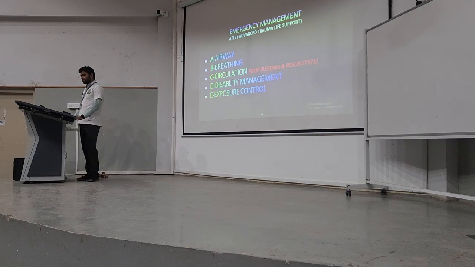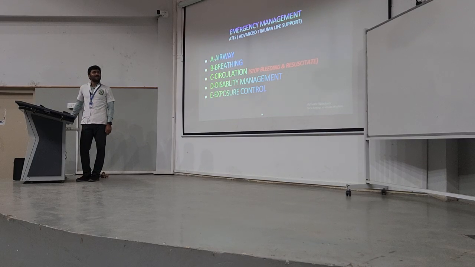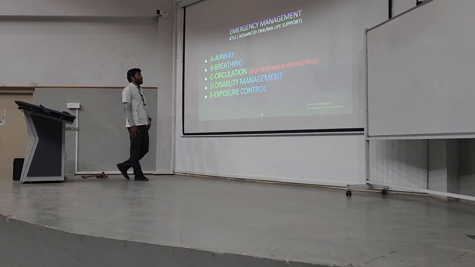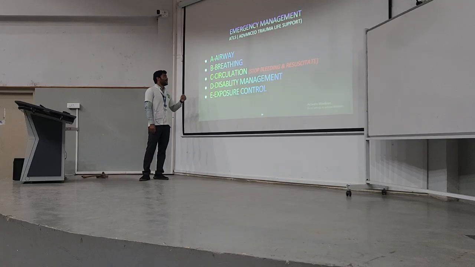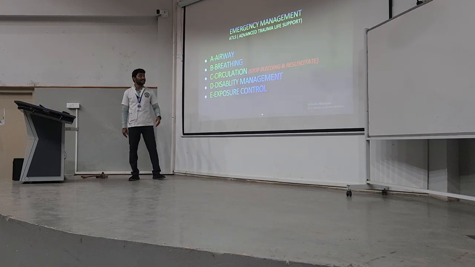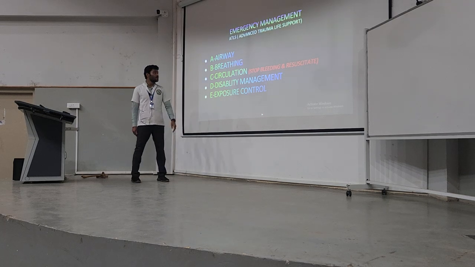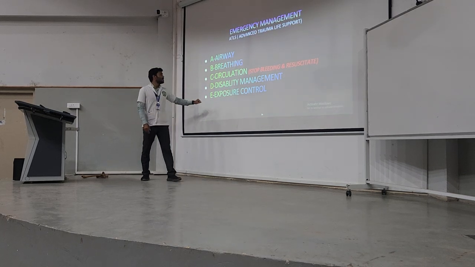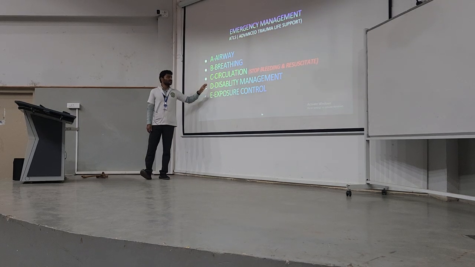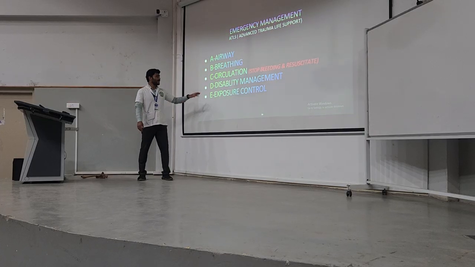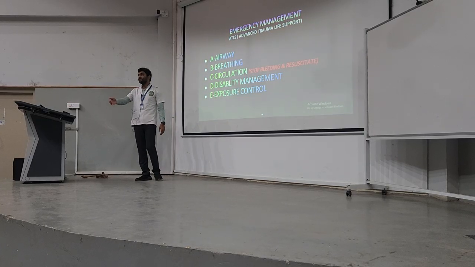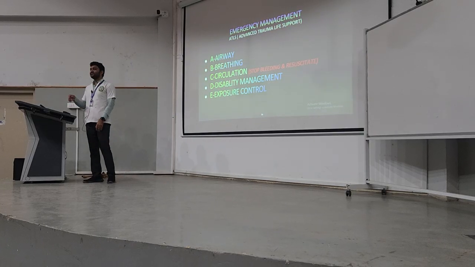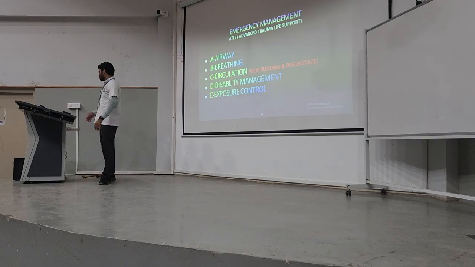So as pelvis fractures usually occur in the RTA, it is important for us to know the emergency management. So A, B, C, D, E, where A is airway, B is breathing, C is circulation, that is stop bleeding and resuscitate. So we will focus on this part. D is disability management, checking if the person is conscious or not, and E is exposure control, that is log rolling, and examining the person from tip to toe for any injuries.